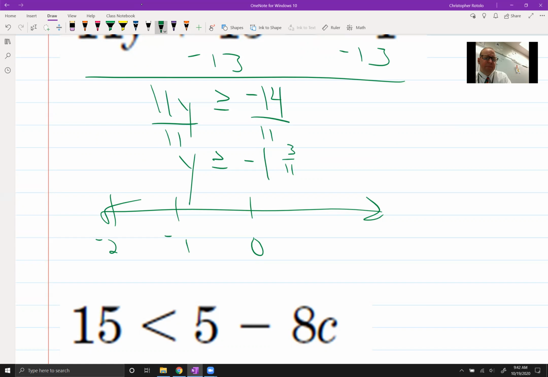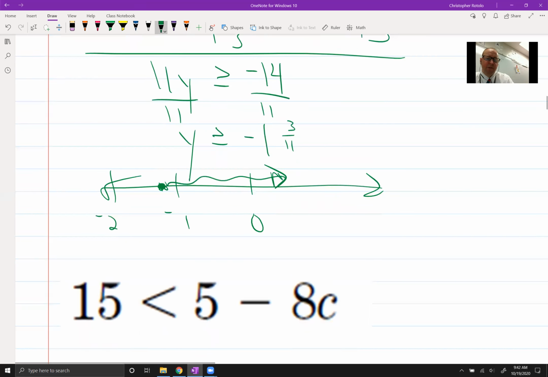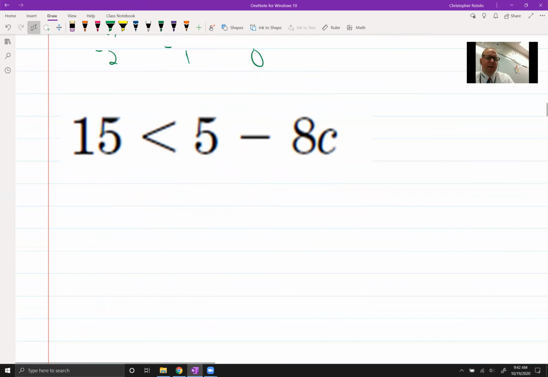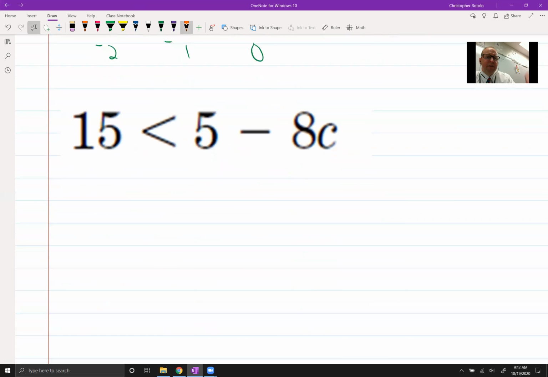All right, I have an equals to, so I'm going to make a solid point right there. And y is to be greater than. So if I want to have some fun, I might pick out some different colors to shade that number line, but I just use the squiggly line. All right, let's see what else we can do here.